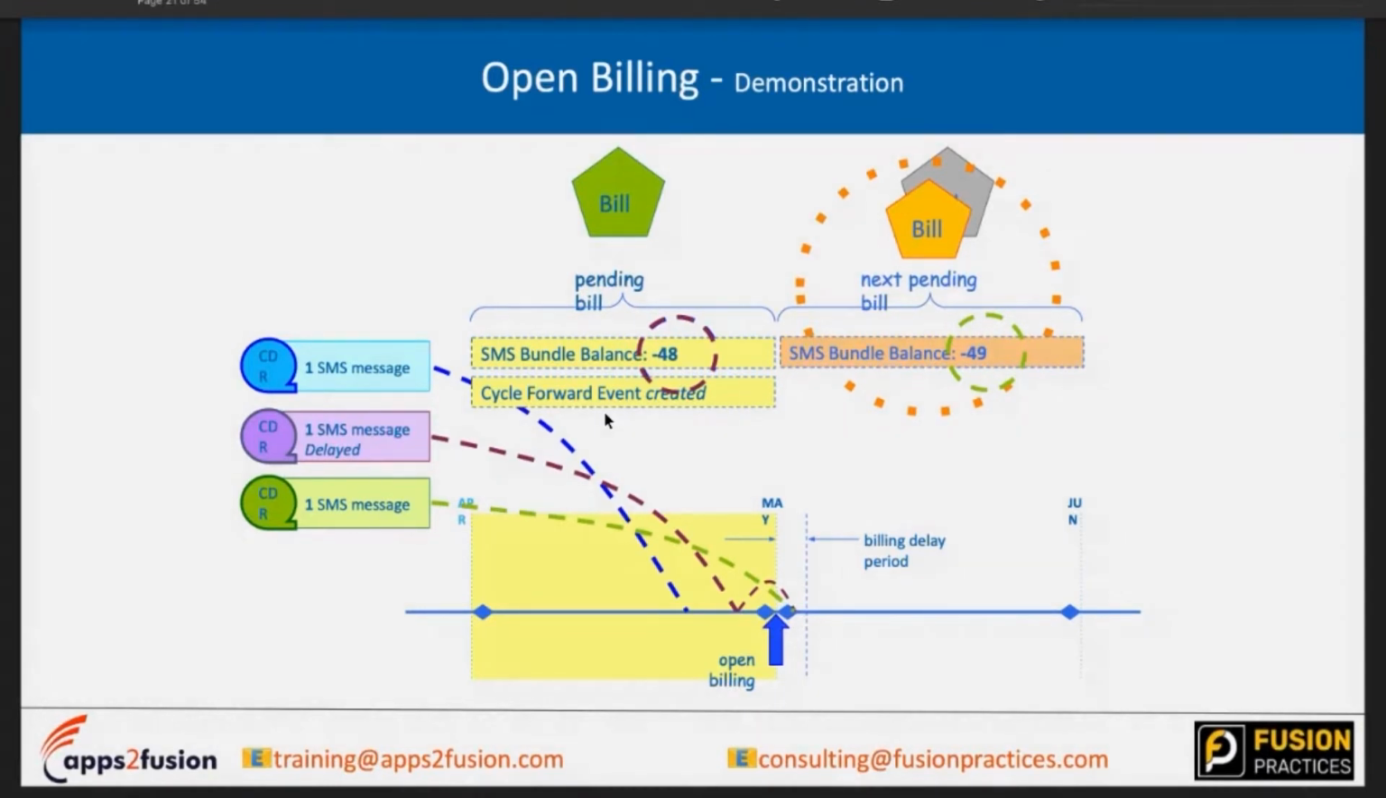This is how billing happens. This is a good demonstration of how billing happens. So this counter, the green one that you see here, is the open bill for this particular month. Let's understand this carefully: the green bill that you see here is supposedly the bill for June. Okay, and you had an SMS counter of -48.